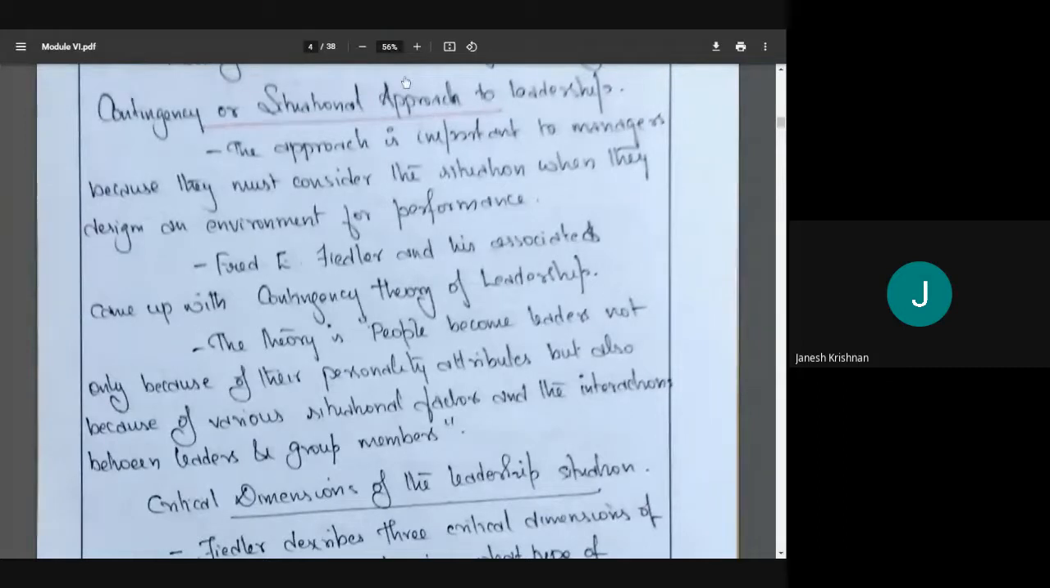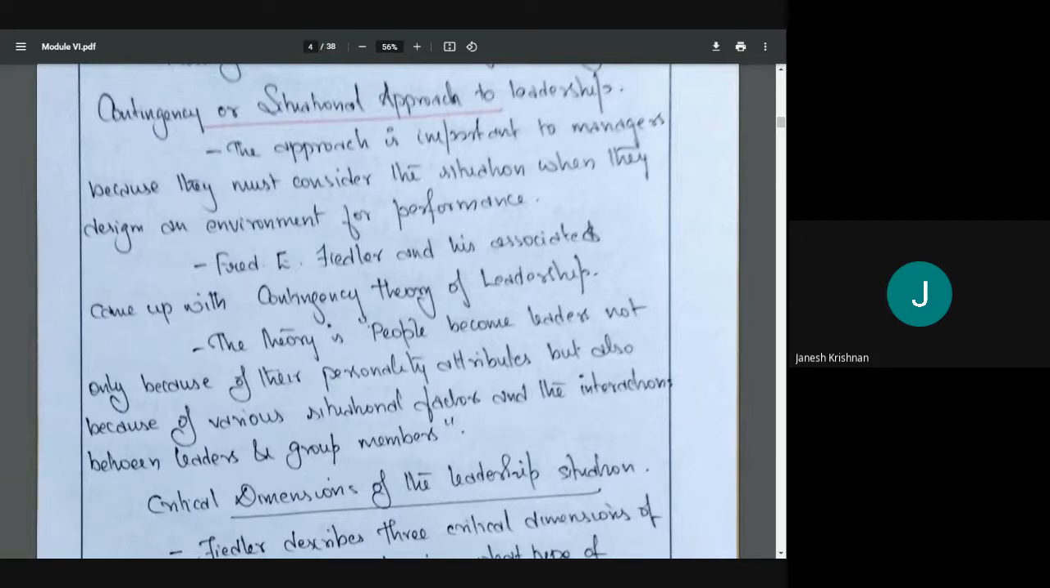So in the previous class we were discussing the various approaches to leadership, right? We saw what the trait approach is, then we saw the situational or contingency approach to leadership. This theory was put forward by Mr. Fred E. Fiedler and his associates. The theory is that people become leaders not only because of their personality attributes, but because of various situational factors and the interactions between the leaders and the group members, right?